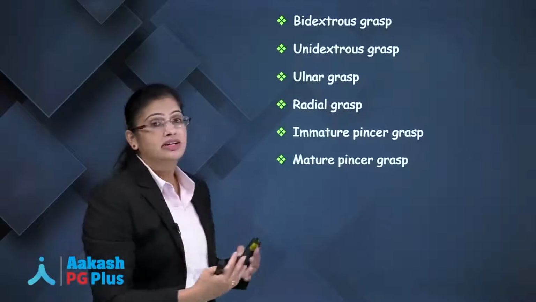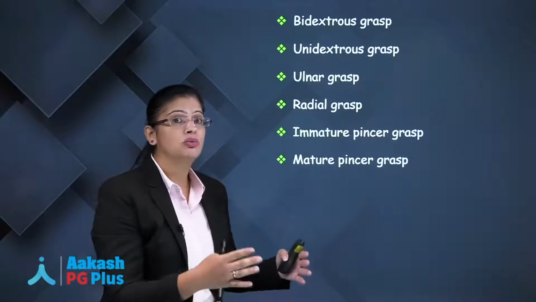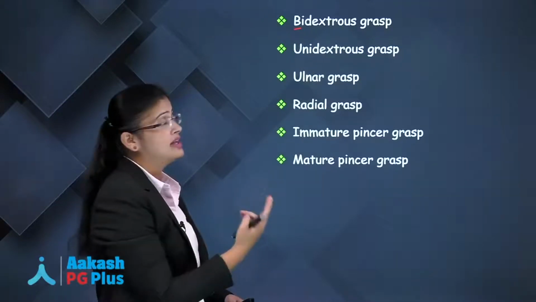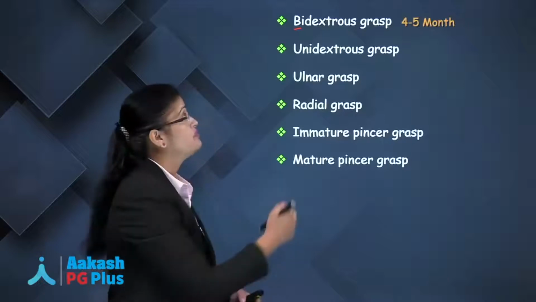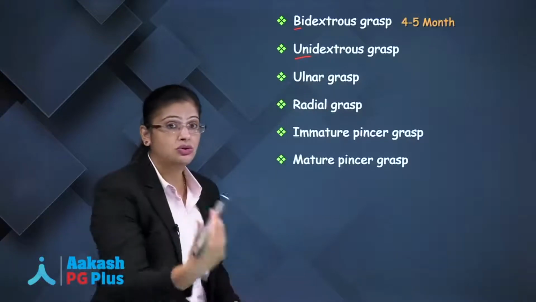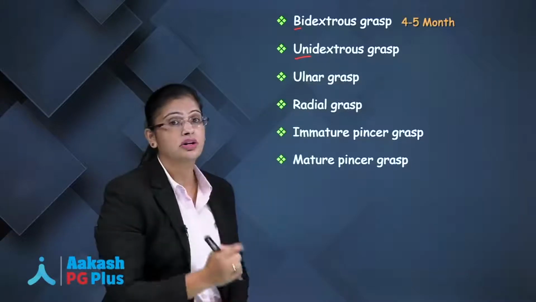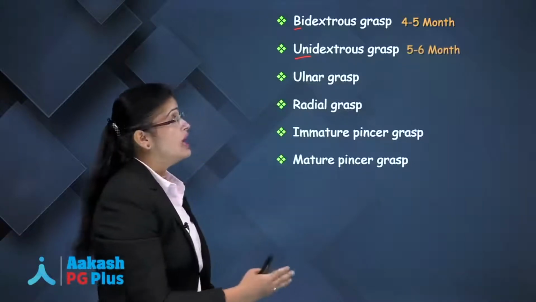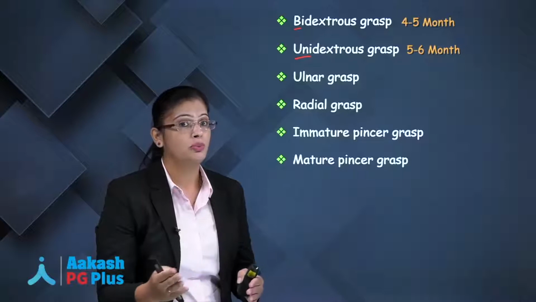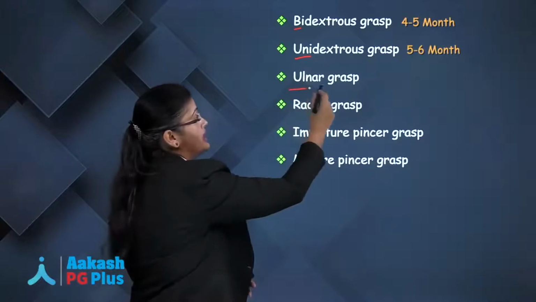First, the child attains a bidextrous grasp, which means that the child will use both his hands to approach an object. So this is bi, that means he will use both his hands, and this is attained at around 4 to 5 months of age. Following this, when the child matures, he will use one hand to reach out for an object. This is the unidextrous grasp, achieved at around 5 to 6 months of age. And it is only after the unidextrous grasp is achieved that the child will be able to transfer objects from one hand to another.